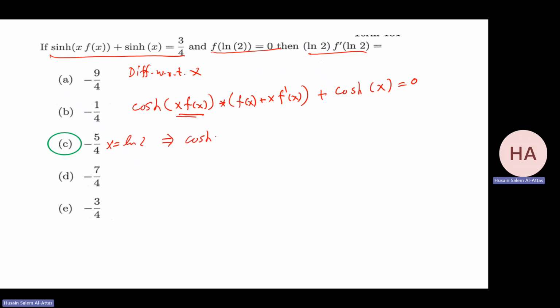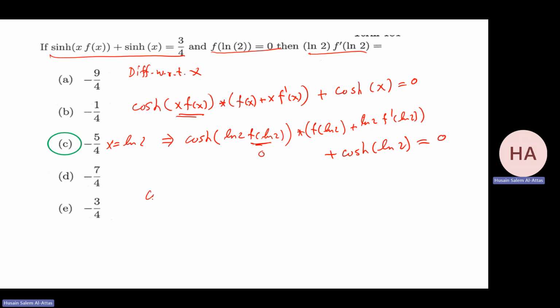I'm getting cosine hyperbolic of ln 2 times f of ln 2, not f of x, f of ln 2, plus ln 2 times f prime of ln 2, plus cosine hyperbolic of ln 2 equals 0. Okay, I have f of ln 2, this is 0. So I have cosine hyperbolic of 0.